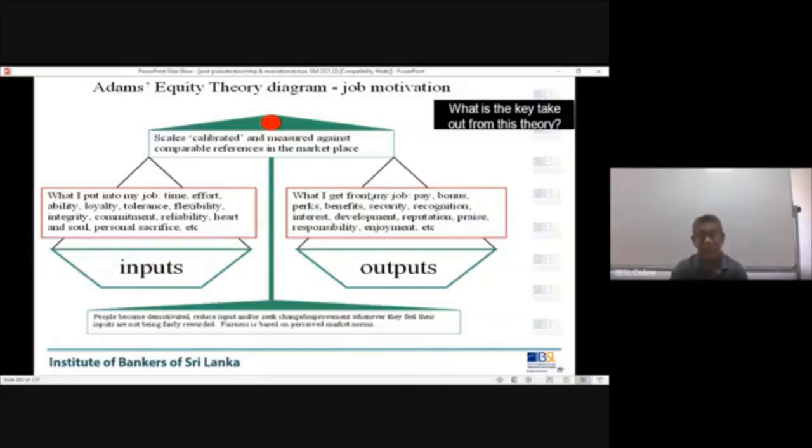But what does Adams equity theory talk about? Outputs and inputs need to be equal, and employees are going to compare this with their own colleagues as well as with employees of other organizations. You are getting the same thing, right? So that is Adams equity theory.